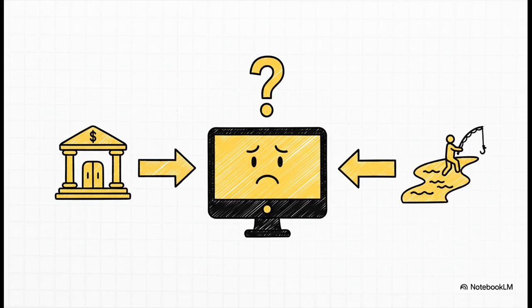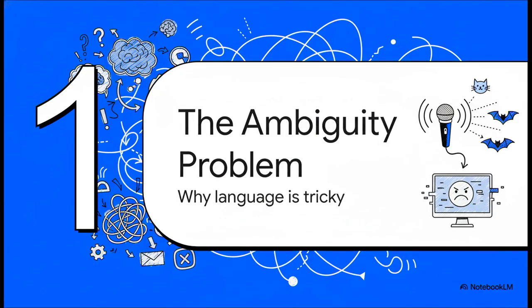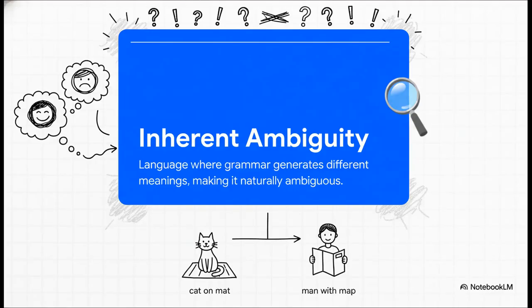And this one little example, it really shows us the single biggest problem in all of NLP. And that problem has a name: the ambiguity problem. This is, at its core, why teaching our messy, beautiful language to a machine is so incredibly difficult. You know, there's a technical term for this: inherent ambiguity. And for us humans, language being ambiguous is a feature, not a bug. We use context to figure things out without even thinking about it. But if you're a computer and you need crystal clear one-to-one instructions, this is a massive, massive hurdle to get over.